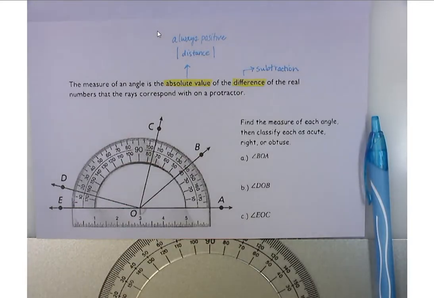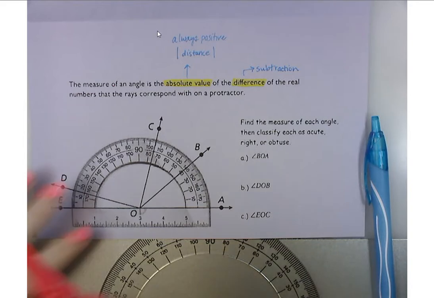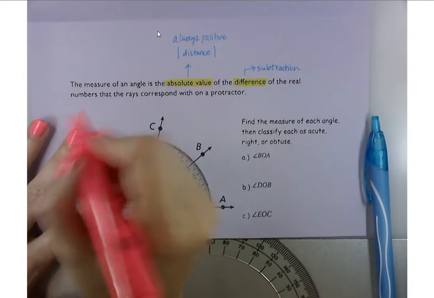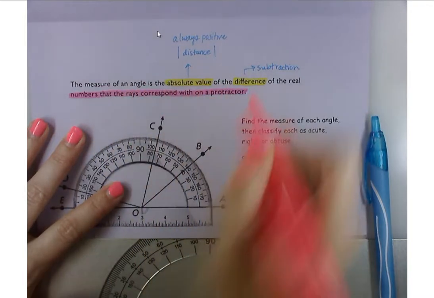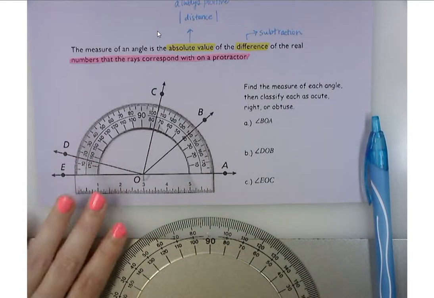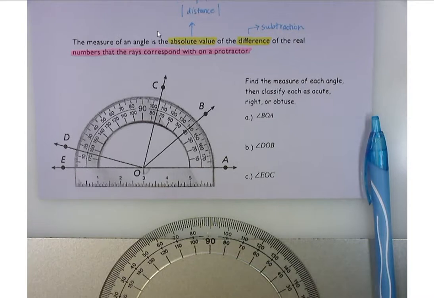And then the way that we pick these numbers out is we are going to find the numbers that the rays correspond with on the protractor. So for our next example, it says to find the measure of each angle, and then we're going to classify them as acute, right, or obtuse.